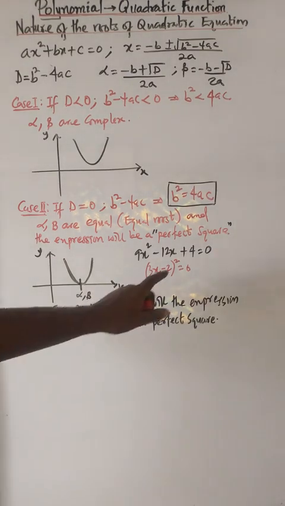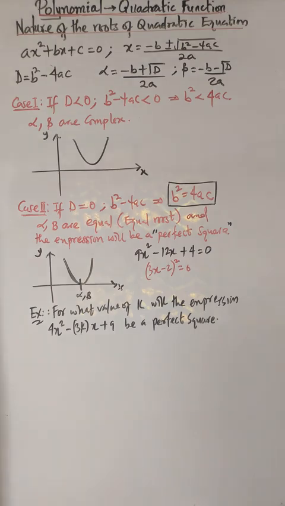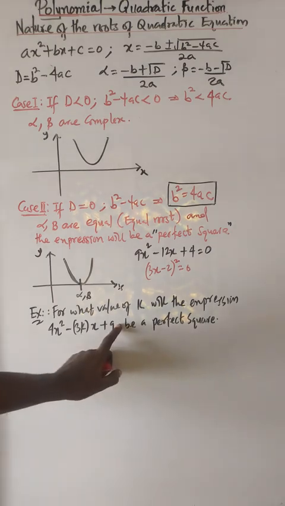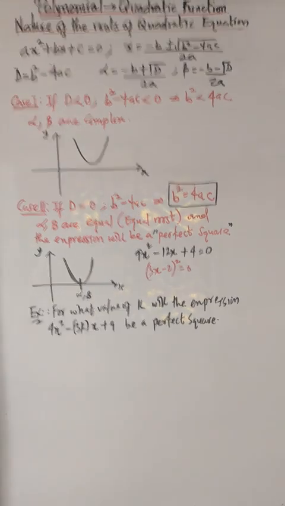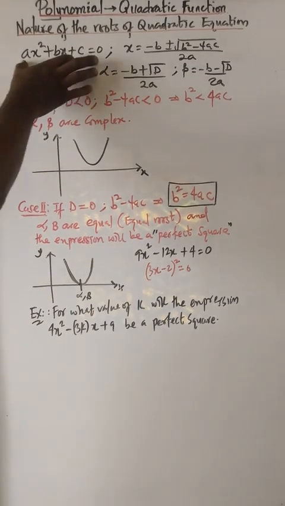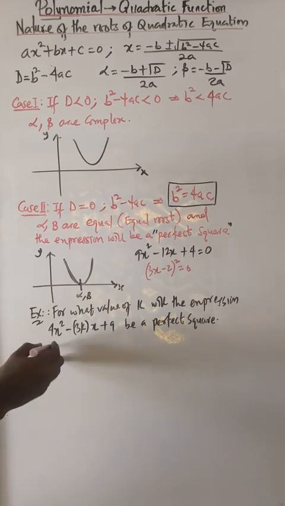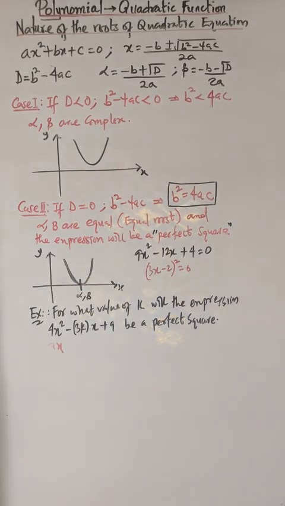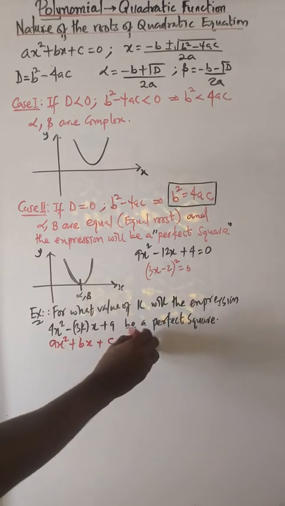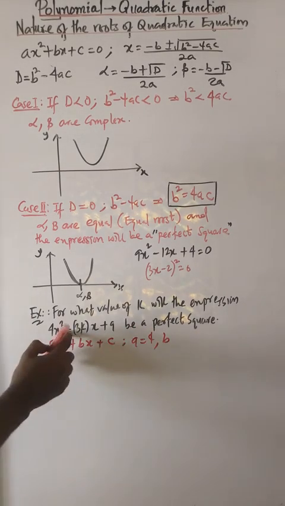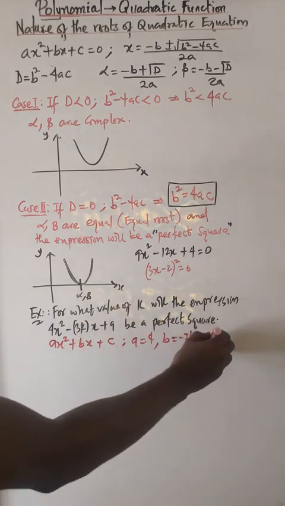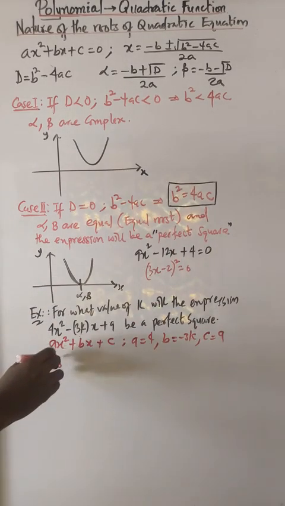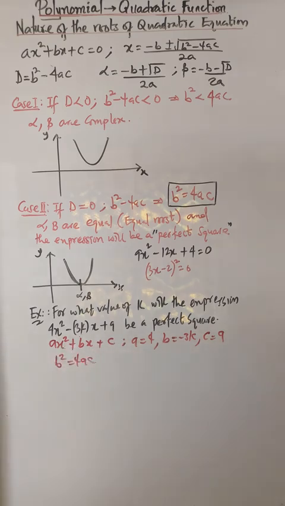Now, for any quadratic expression to be a perfect square, or if it's an equation they will put equal to 0, or for any equation to have equal roots, the condition is that b squared must be equal to 4ac. Now, if you write this below it, you have to write ax squared plus bx plus c. And from here, obviously, a is 4, b is minus 3k, and c is 9. And what's the condition? b squared must be equal to 4ac.